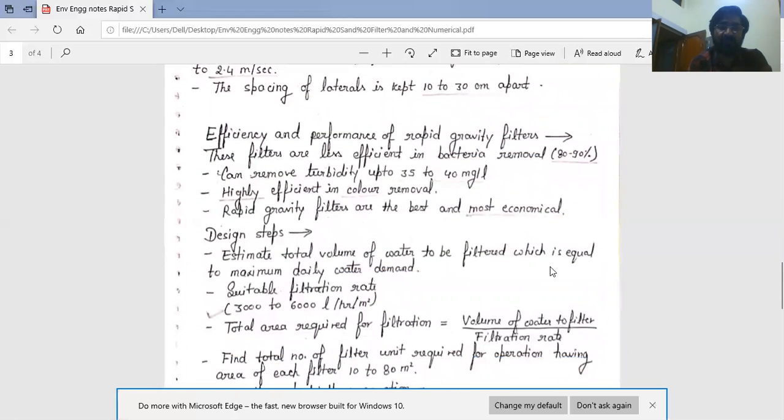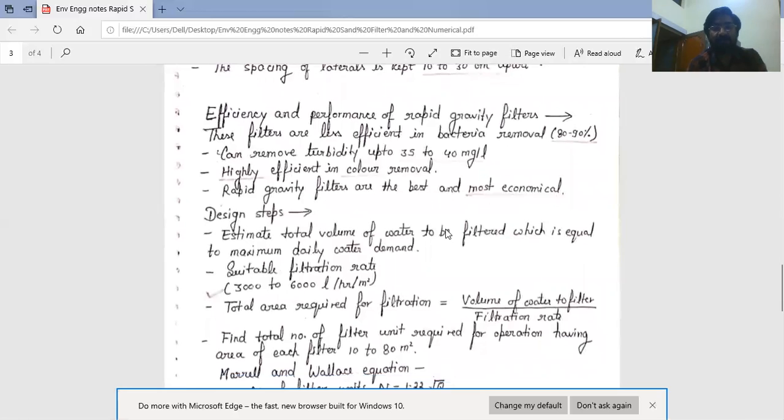Efficiency and performance of rapid gravity filter. These filters are less efficient in bacteria removal. Only 80 to 90% bacteria are removed in this system. They can remove turbidity up to 35 to 40 milligram per liter, and are highly efficient in color removal. Rapid gravity filters are the best and most economical because the filtration rate is high.